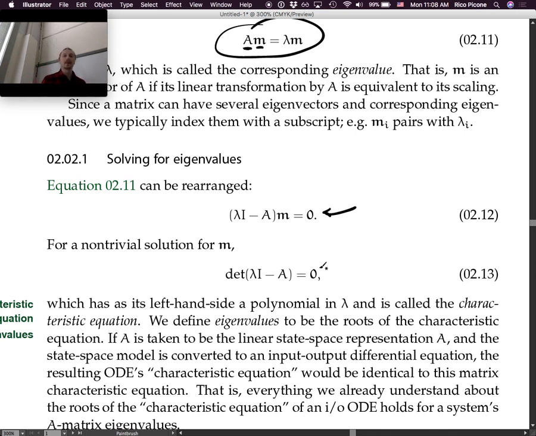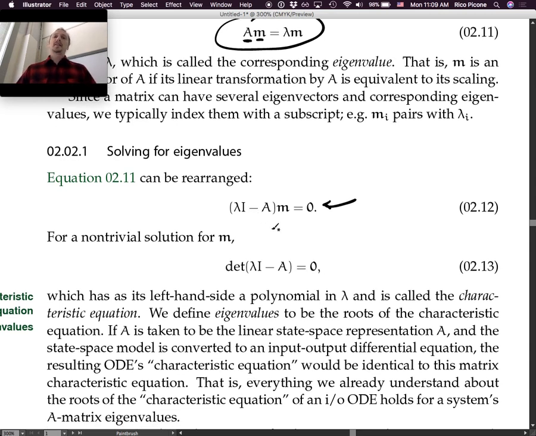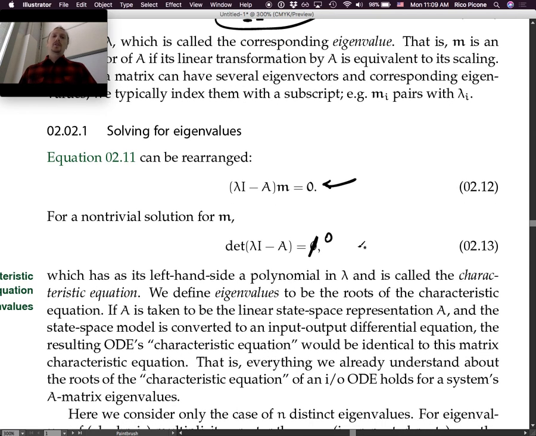For a non-trivial solution for M, I'm just stating this as a fact. You guys, in linear algebra, will probably actually motivate this. So I'm just stating it, and then in linear algebra, they'll probably either prove it or explain why this is true. But for a non-trivial solution for M, the determinant of lambda I minus A has to be equal to the 0 vector. Or sorry, not to the 0 vector. It has to be equal to 0. That should just be a plain old-fashioned 0, and not a vector 0. Which has as its left-hand side a polynomial in lambda and is called the characteristic equation.